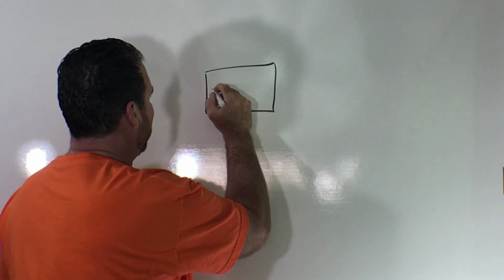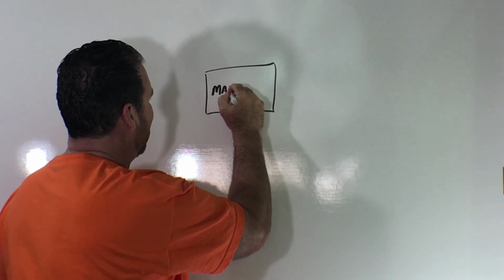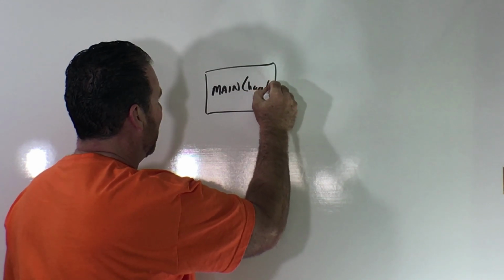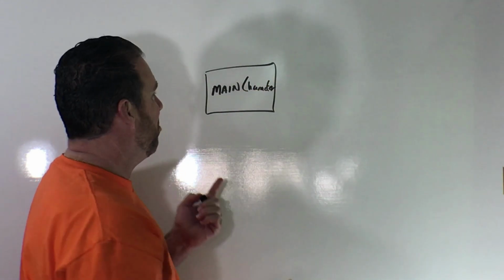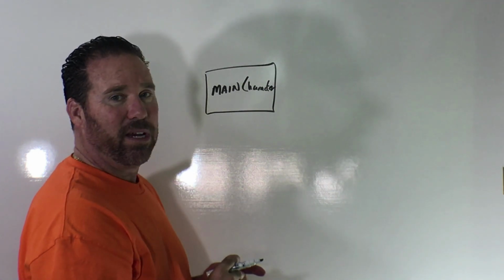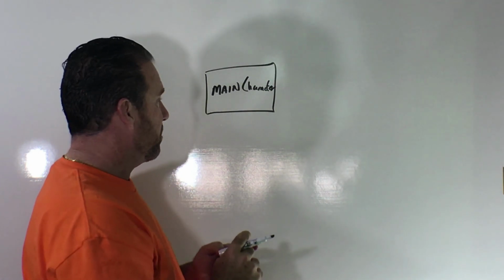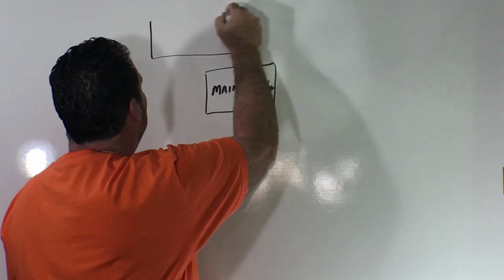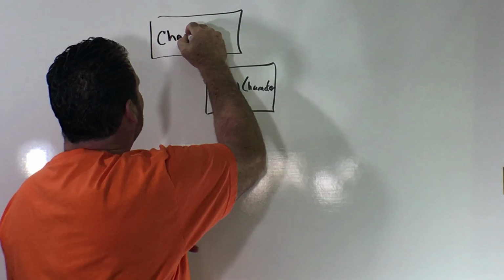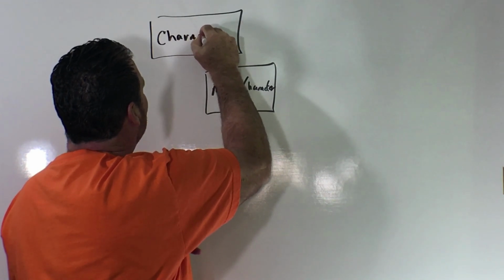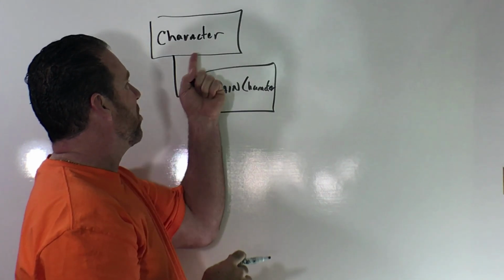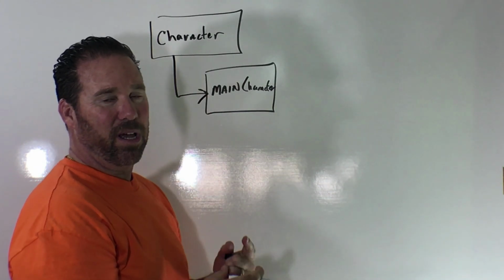Okay, so here's the main character. Okay, and now I put him in inheriting from character. Okay, so if you look at it like this, it's now like this. Okay, and it actually, main character takes all the characteristics of character.